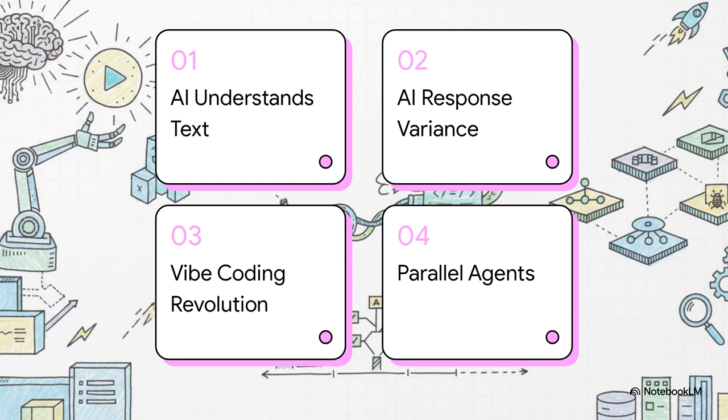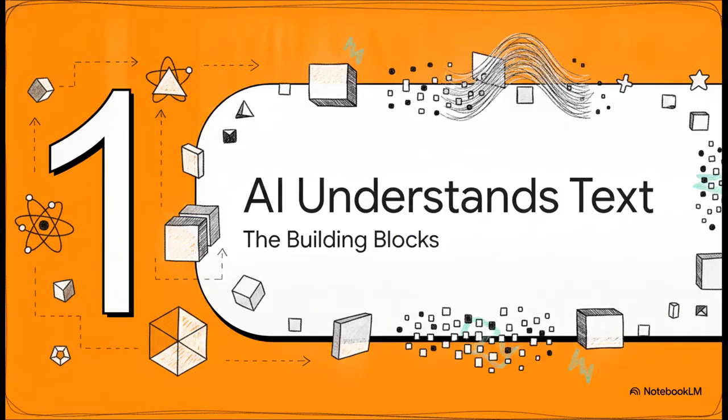First, we'll cover how AI understands text. Second, managing AI response variants. Third, the vibe coding revolution. And finally, parallel agents building faster. All right, let's jump into Section 1. How AI understands text. The building blocks.